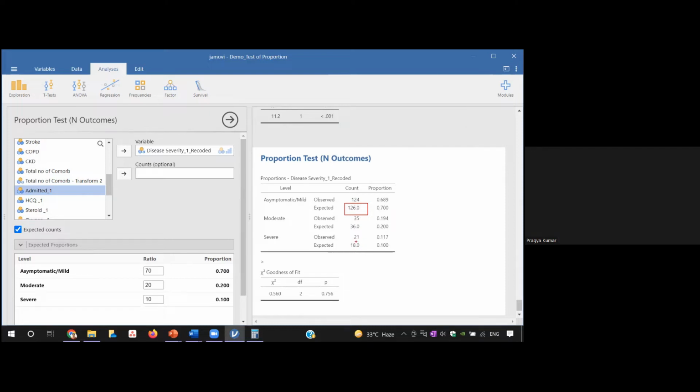In this case, all three cells, if you see the expected cell count, are more than 5. In this case, 126, 36, and 18. So none of the assumptions is violated, and the value of chi-square was not significant here. You can see it is 0.756.